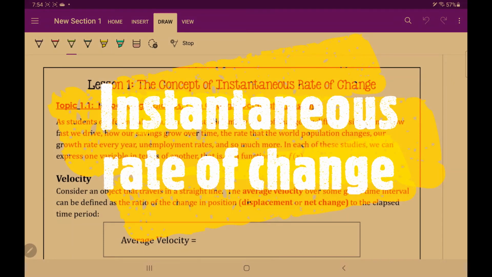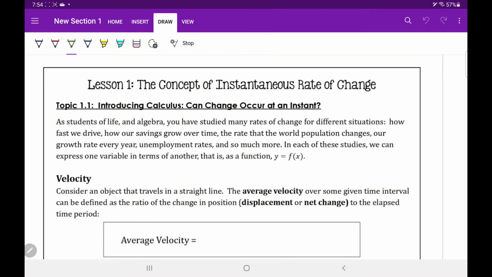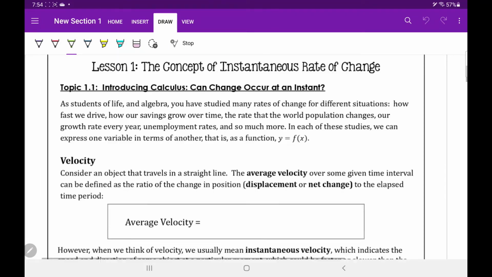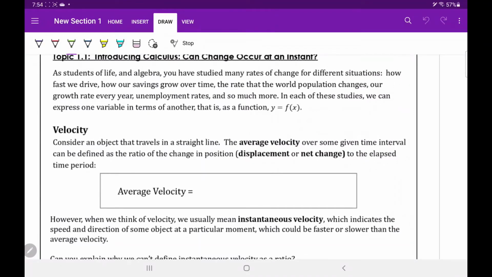Okay, let's discuss this concept of instantaneous rate of change. We'll use some various examples to see some application of it. Reading this first paragraph: as students of life and algebra, you have studied many rates of change for different situations. How fast we drive, how our savings grow over time, the rate that the world population changes, our growth rate every year, unemployment rates, and so much more. In each of these studies, we can express one variable in terms of another. That is, as a function, y equals f of x.